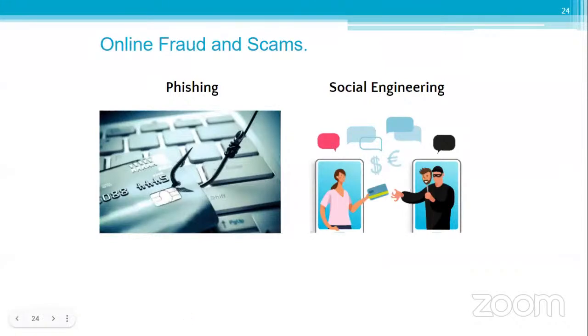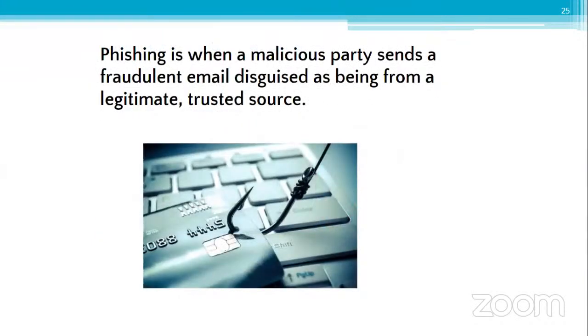Here we pick phishing and social engineering as examples of online frauds. Phishing is when a malicious party sends a fraudulent email disguised as being from a legitimate or trusted source. You can realize that in your email account, there will be so many emails coming that you have not even subscribed to. For example, when you check your spam folder, you realize so many spam emails, and mostly spam emails are more infected than important emails like promotions.